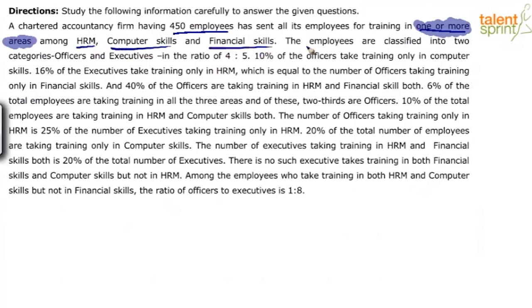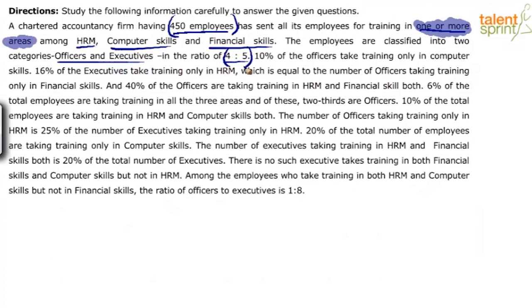These employees are classified into two categories, officers and executives. So that's the next point that you need to understand. And they have been classified in these two categories in what ratio? 4:5 ratio. So you start with all these important points. So 450 employees who are in two categories, officers and executives, the ratio is 4:5. Can you find out the number of officers and number of executives? Yes. You must be able to do that calculation mentally. Understand? 450 is the total value.